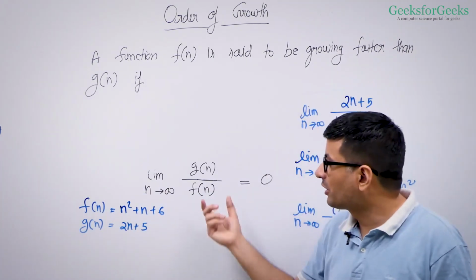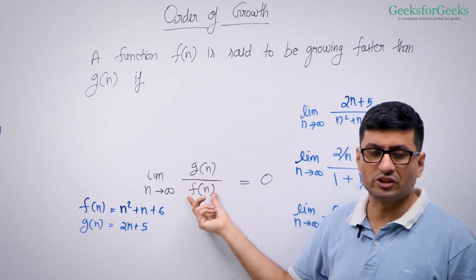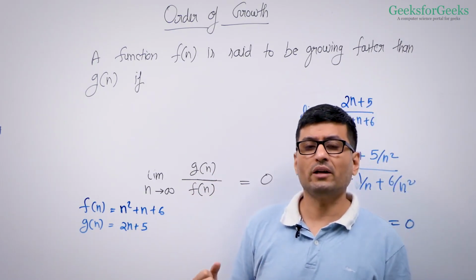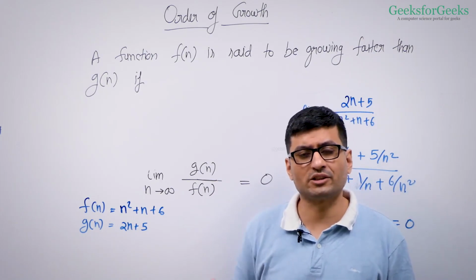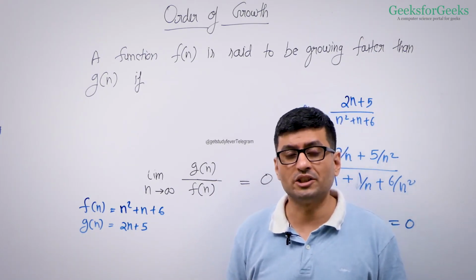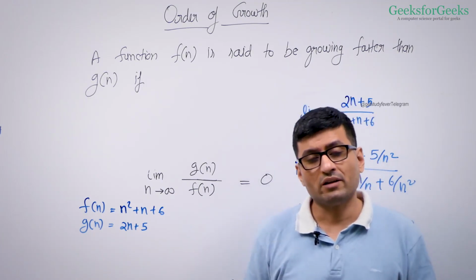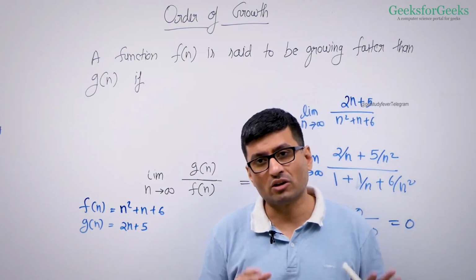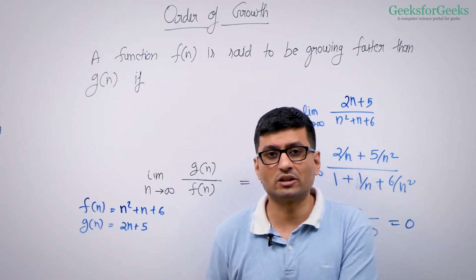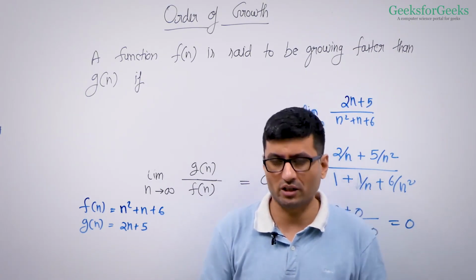You get the value of this expression Gn by Fn is 0. And this is the required condition to prove that Fn is growing faster than Gn, right? So order of growth of Fn is faster than Gn. So if Fn represents time complexity of an algorithm and Gn also represents time complexity of another algorithm, then we say Gn is a better algorithm.